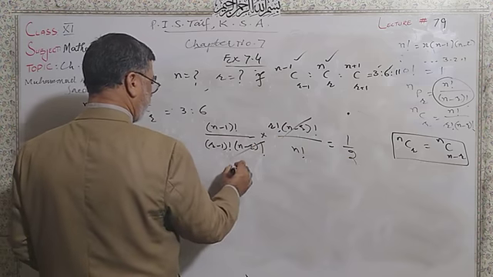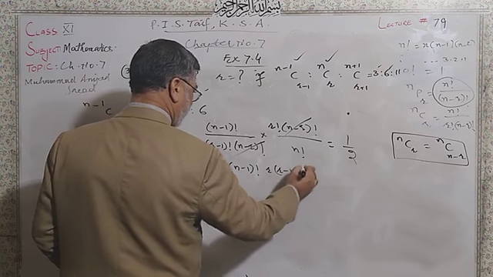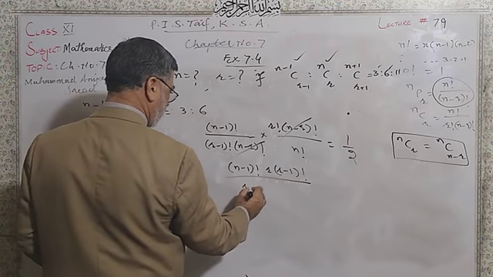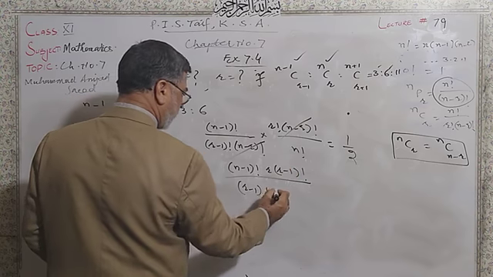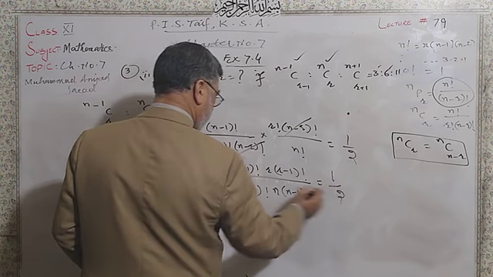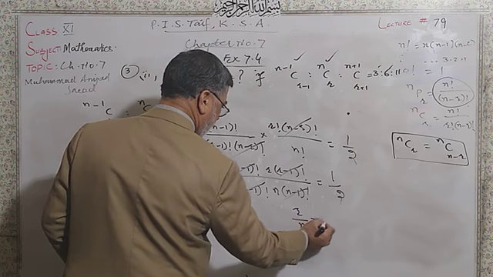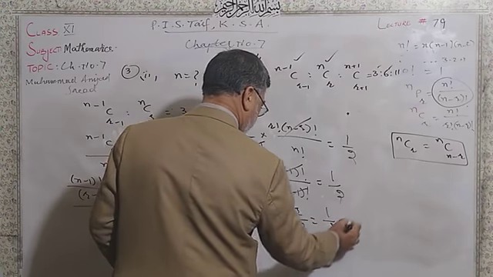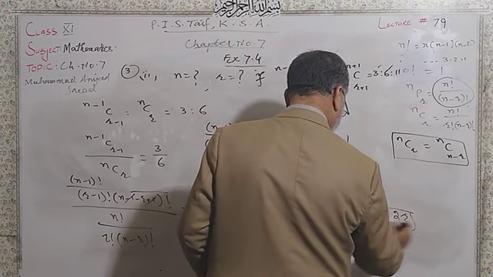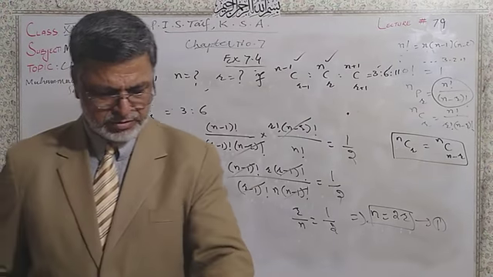Here n minus 1 factorial into r minus 1 factorial. r factorial can be written as r into r minus 1 factorial, and n factorial can be written as n into n minus 1 factorial. Again, they are cancelled out and we are left with r over n is equal to 1 over 2, that is n is equal to 2r. This is equation number 1. Here n is equal to 2r.